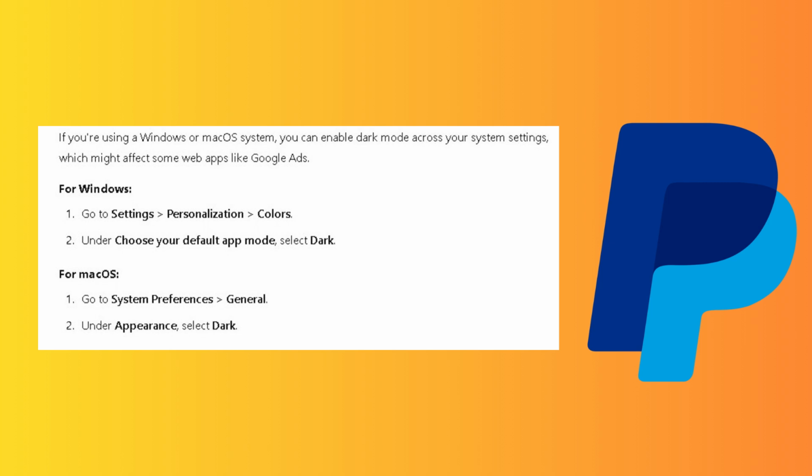For Mac iOS, go to the System Preferences, then click General. Under Appearance, select Dark Mode.